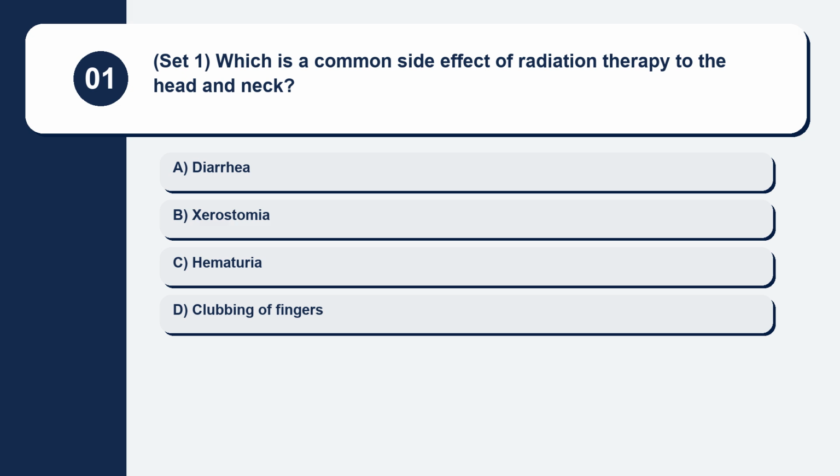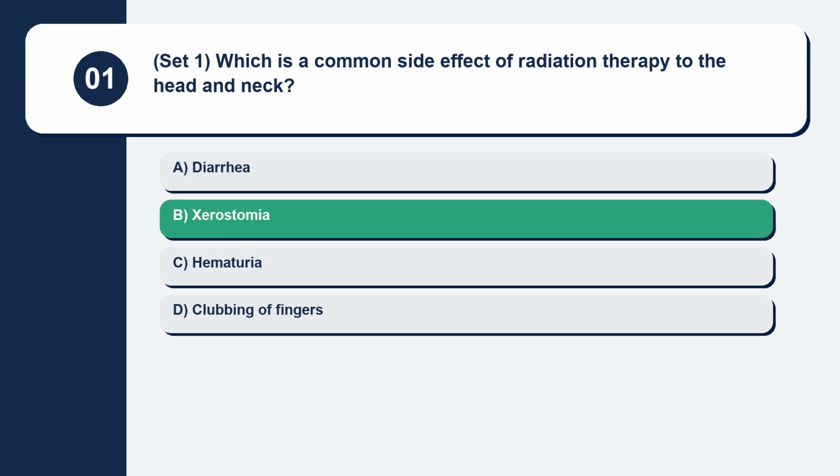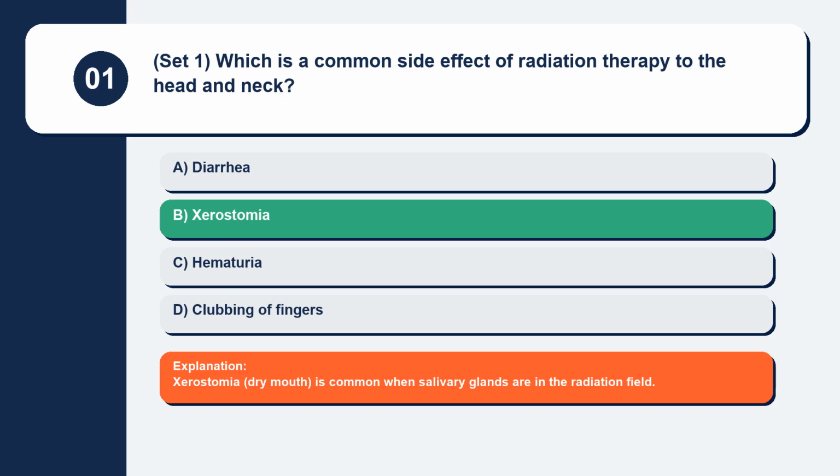Question 1. Set 1, which is a common side effect of radiation therapy to the head and neck: diarrhea, xerostomia, hematuria, clubbing of fingers. Xerostomia, dry mouth, is common when salivary glands are in the radiation field.